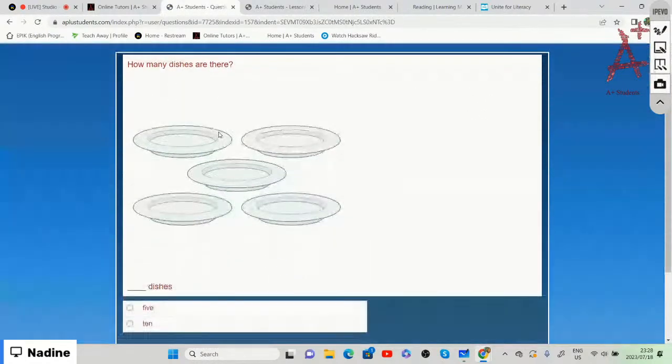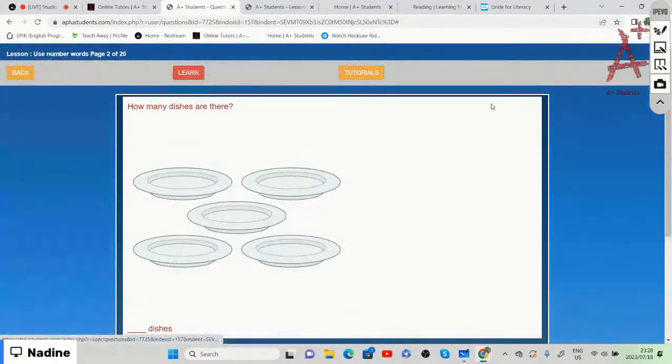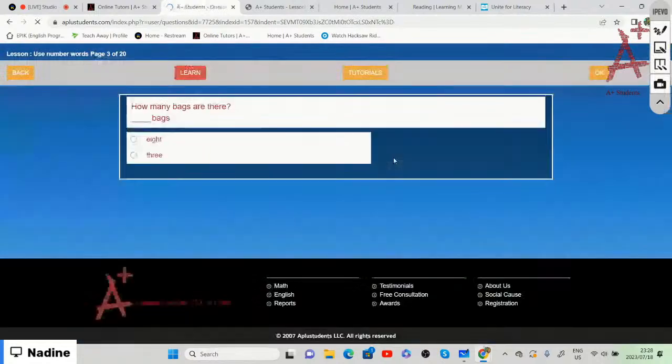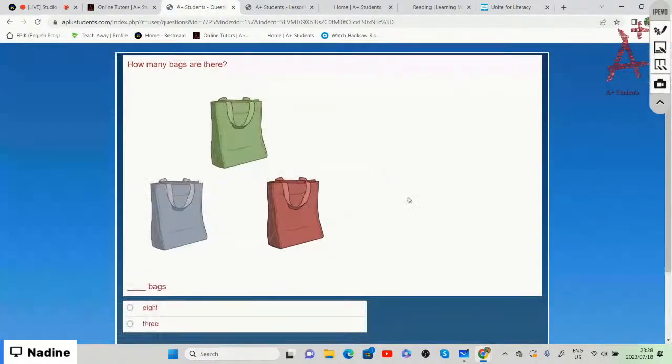How many dishes are there? The options that we have are 5 and 10. So are there 5 dishes or 10 dishes? All right, let's count. There's 1, 2, 3, 4, 5. So how many dishes are there? There are 5 dishes. So 5 describes how many, or tells us how many dishes there are.